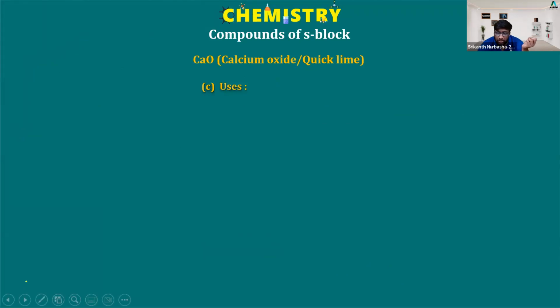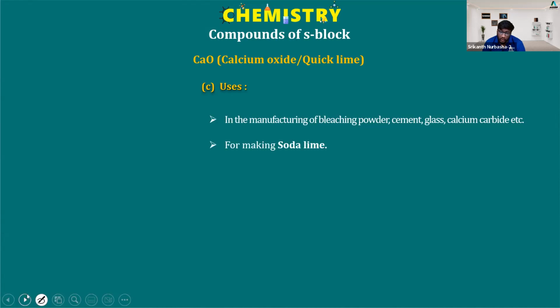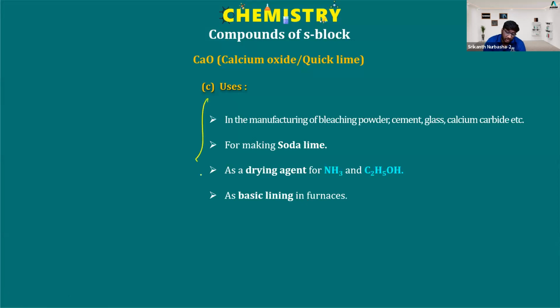Uses: if you try to think of the uses of CaO, whitewash is also prepared. It is used in the manufacturing of bleaching powder, cement, glass, calcium carbide, soda lime, and as a drying agent for ammonia and C2H5OH. It is also used as a basic lining in furnaces. In different furnaces, you use CaO as the basic lining, and different types of reactions can also be understood from this perspective.